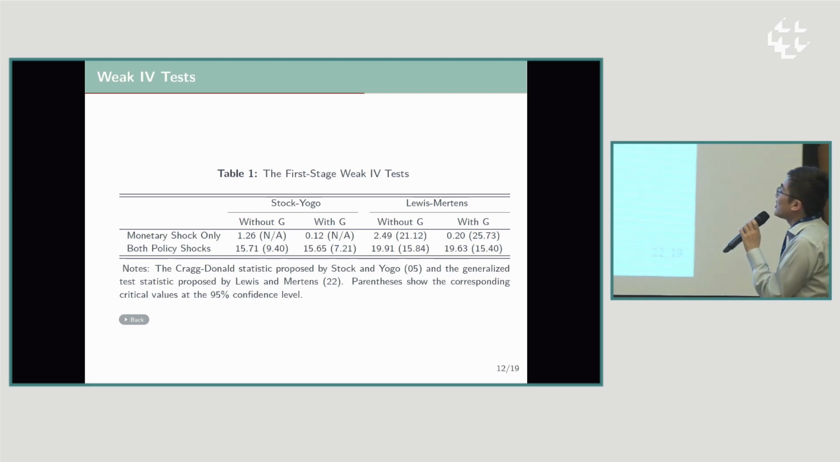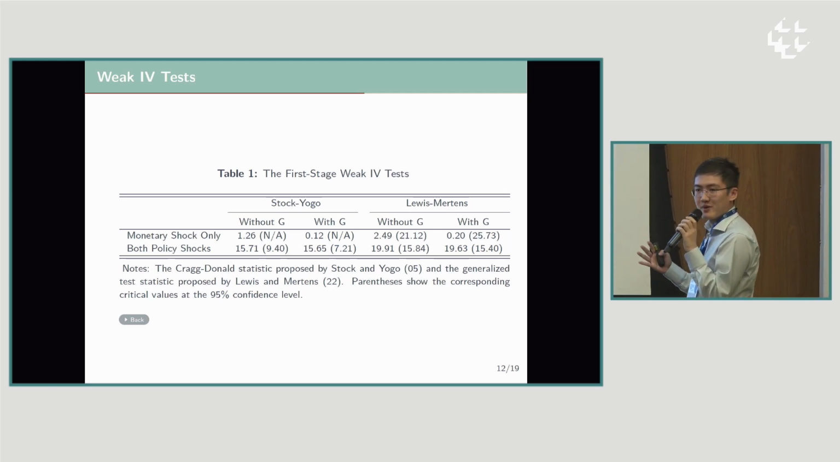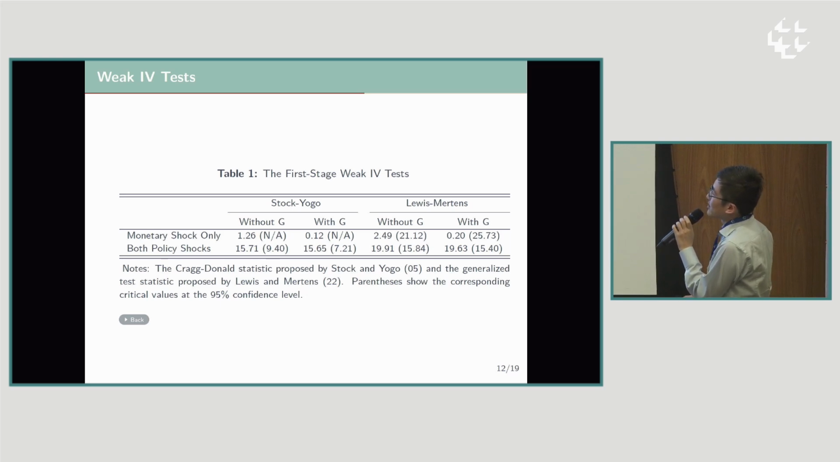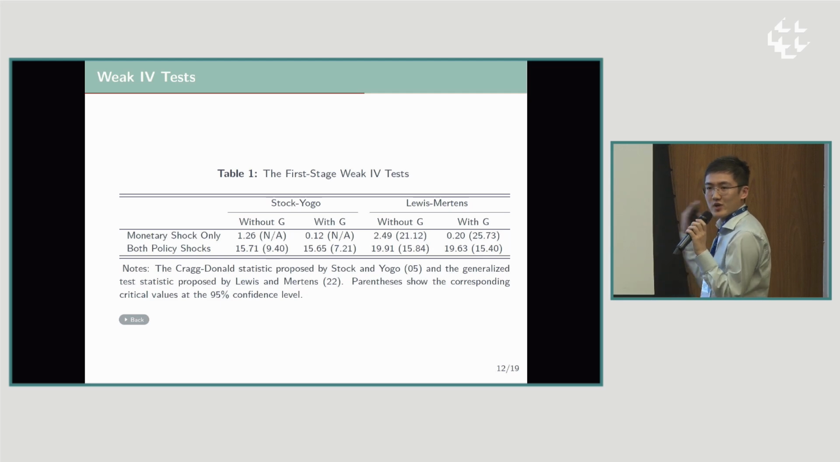And here, if you do this empirical work, a big challenge would be whether these are weak instruments or not. So here we do a formal test about whether it passes the weak instruments issue. The first row here is using only the monetary policy shock as the instrument. We can show that in all the cases, either without G or with G, whether Stock-Yogo statistics or the other, like Lewis-Mertens statistics, if you just use the monetary policy shock as instrument, that's what the literature has already done, the monetary policy shock is actually a significantly weak instrument.